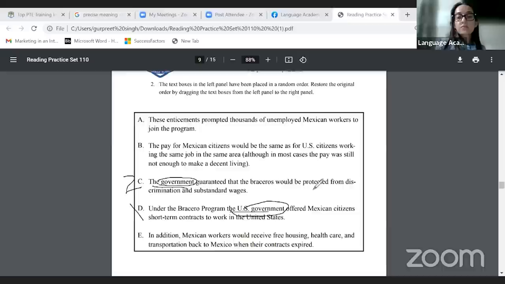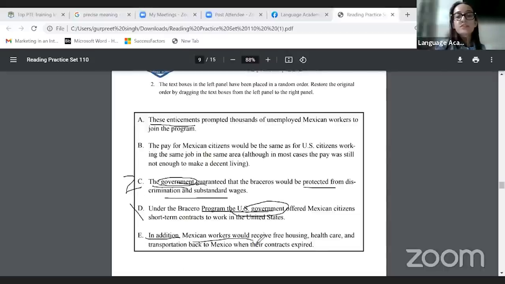Guaranteed that the braceros would be protected from discrimination and substandard wages. This is where we introduced a new thing. First of all, we were talking about the program and the government, and now we are saying what the government guaranteed. The government guaranteed that these people will be protected from discrimination and substandard wages. So now there is one sentence which says these enticements. So we have to talk about some multiple enticements before the sentence comes in. And we have two sentences in which one is in addition.